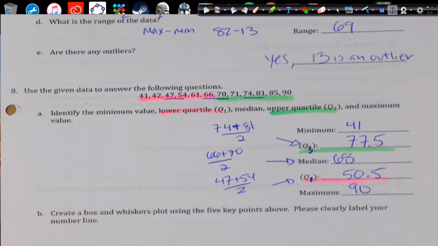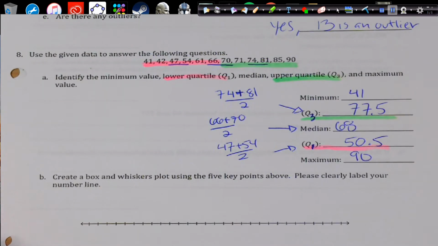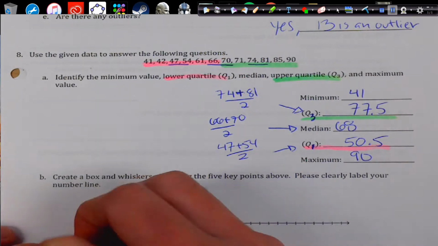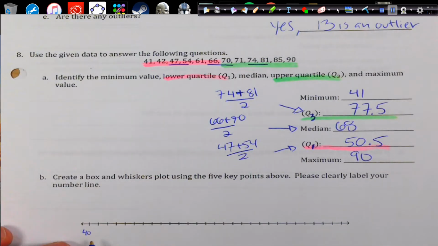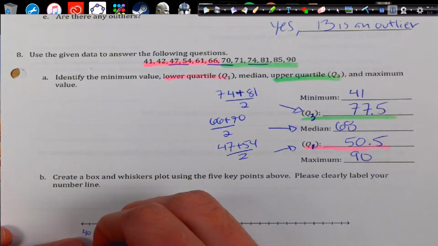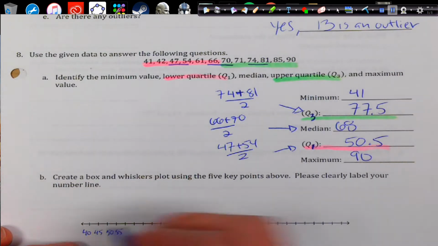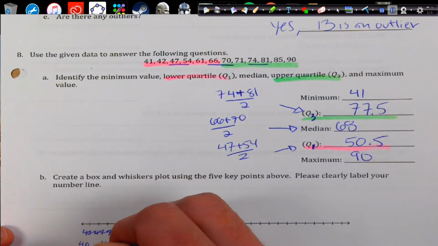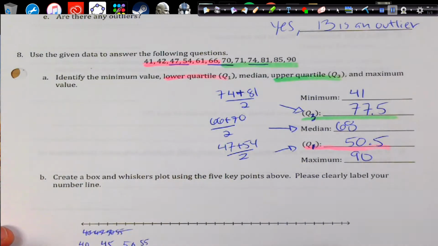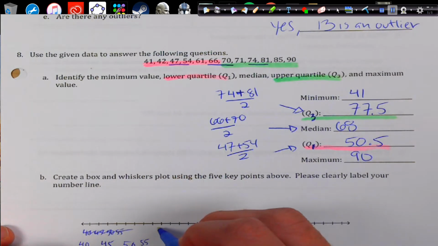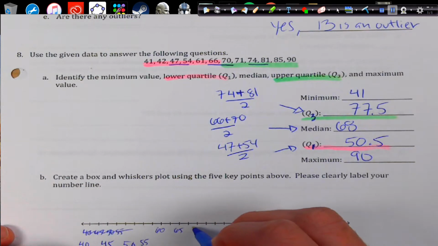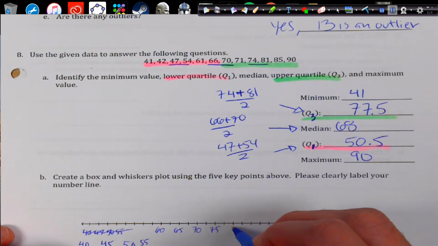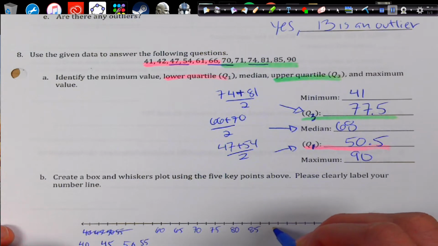Okay, create a box and whisker plot using our 5 key points. Well, 41 to 90 is how we're going to do it. I'm going to count by 5s, I think. So we'll go 40. I'm going to skip a box maybe every... No, I'll go 45, 50, 55. Actually, that's going to be way too small. Let's retry that. I'm going to skip a box. 45, 50, 55. I'm going to move back closer towards it. 60, 65, 70, 75, 80, 85, and 90.